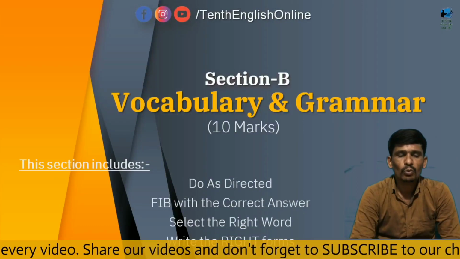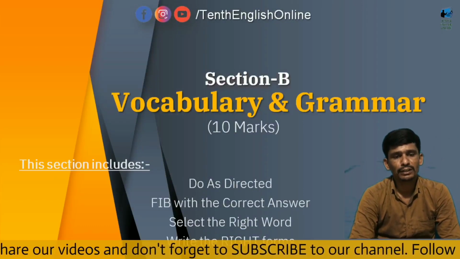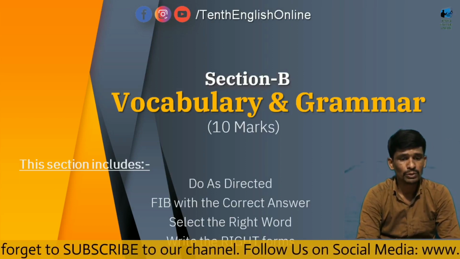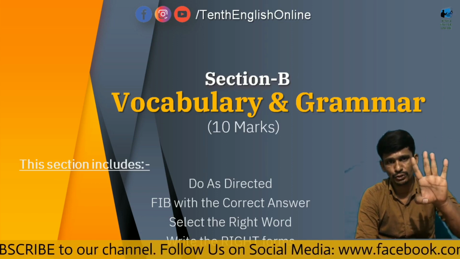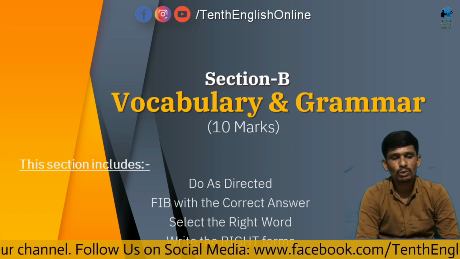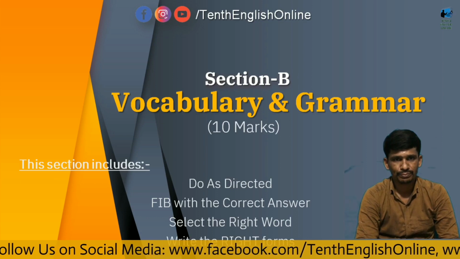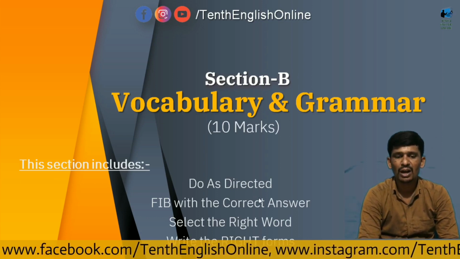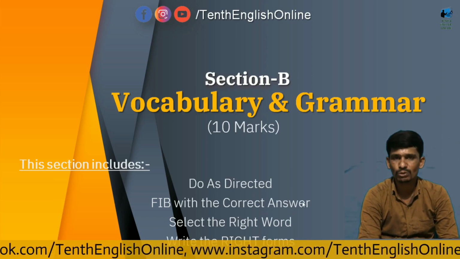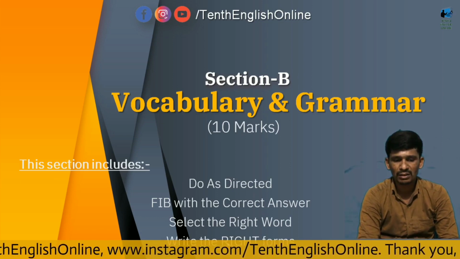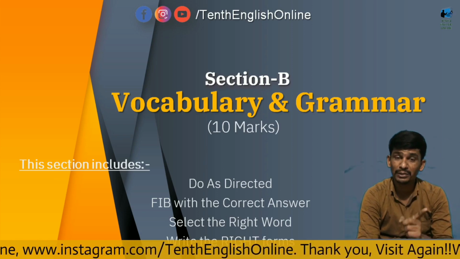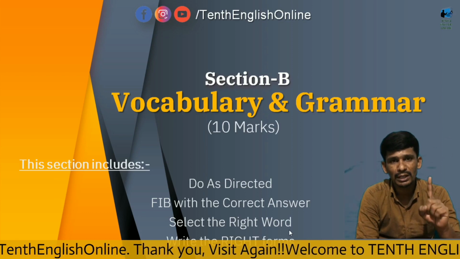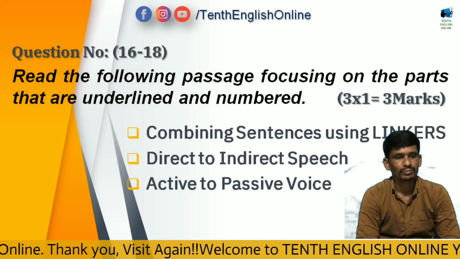Section B is vocabulary and grammar. This section carries 10 marks, and it includes 4 bits. Bit 1 is do as directed. The second one is fill in the blanks with the correct answer. The third one is select the right word. The fourth one is write the right form, the correct form of the given word in the bracket. Let's see the first bit in section B.